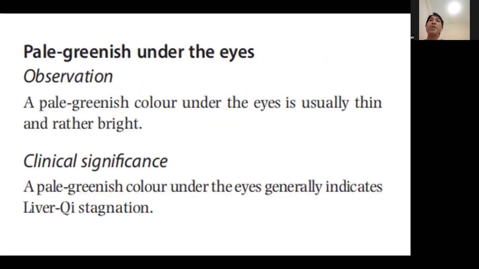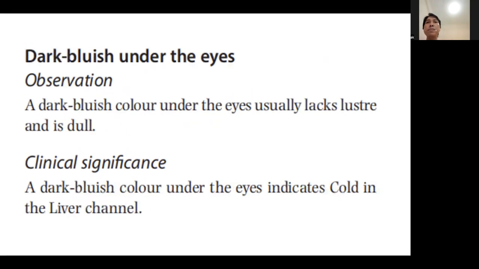A pale greenish color under the eyes is usually thin and rather bright. It generally indicates liver qi stagnation. A dark bluish color under the eyes usually lacks luster and is dull. It indicates cold in the liver channel.